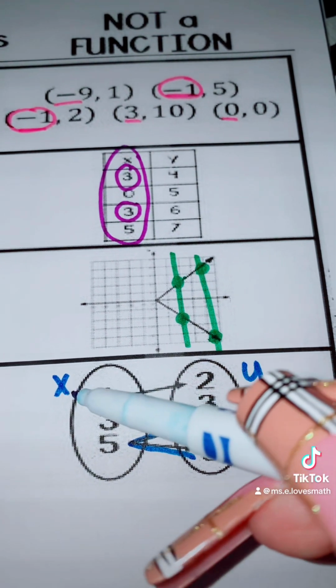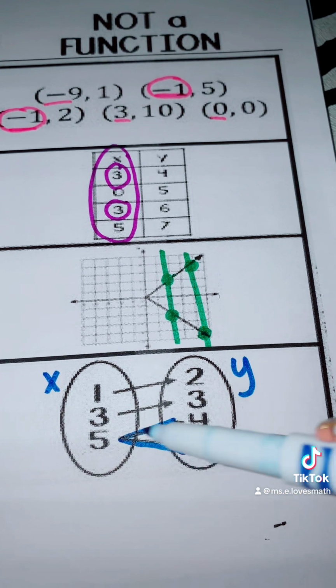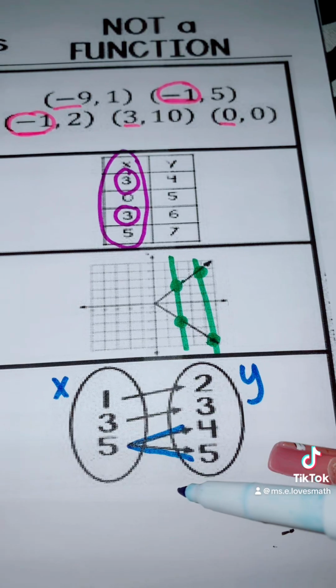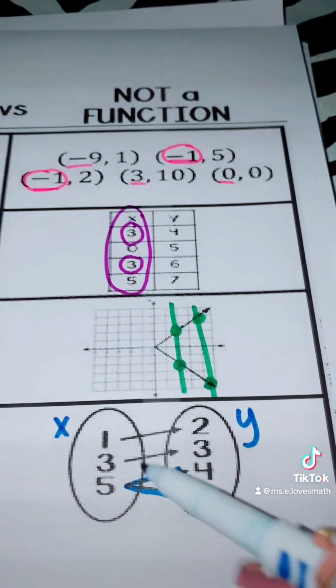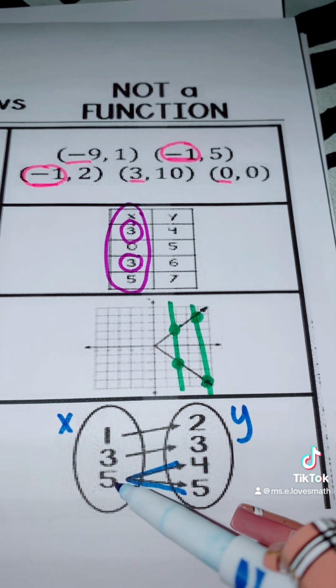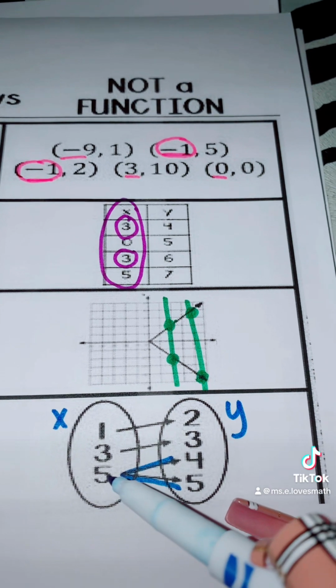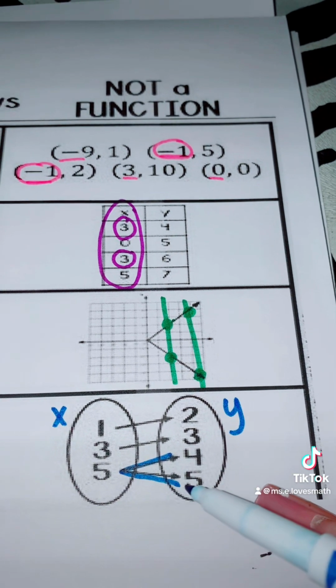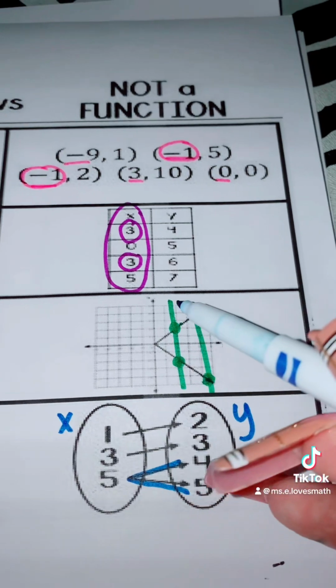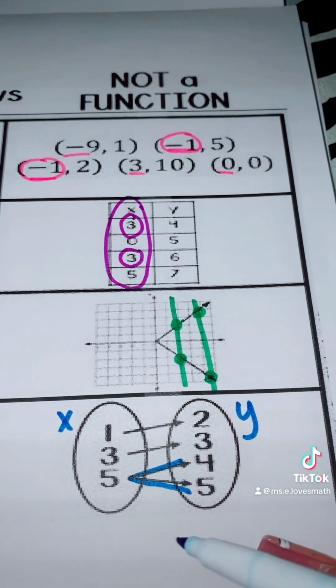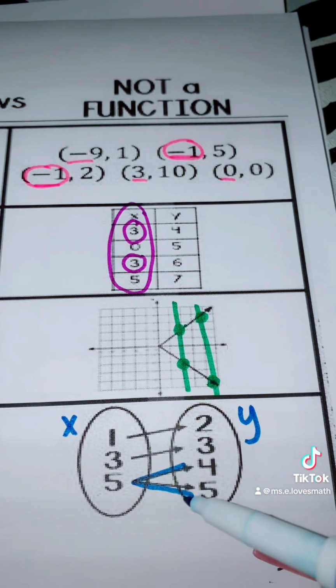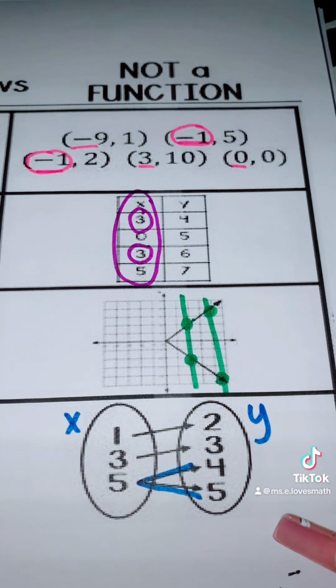Here, this x value, this domain, this 5, has 2 lines coming off of it. That means it's not a function. That means I can write 2 ordered pairs for this. This has 5, 4 and 5, 5, meaning I would hit twice if I was to graph this. This is not a function.